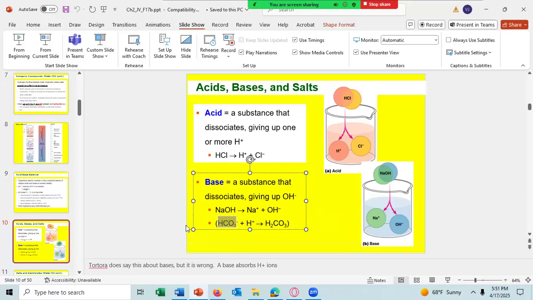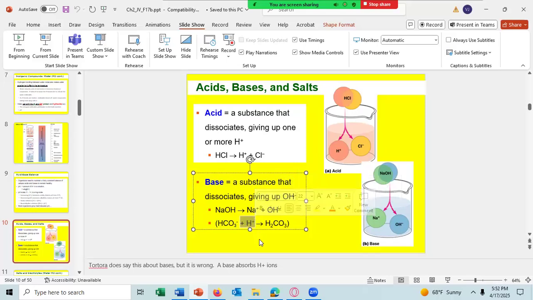HCO3 is a base because it decreases the H plus concentration in solution. It'll make the water more basic. So HCO3 is a base, even though it does not dissociate, giving up an OH minus. So the correct definition of a base is something that either gives off OH minus ions or something that absorbs H plus ions in solution.